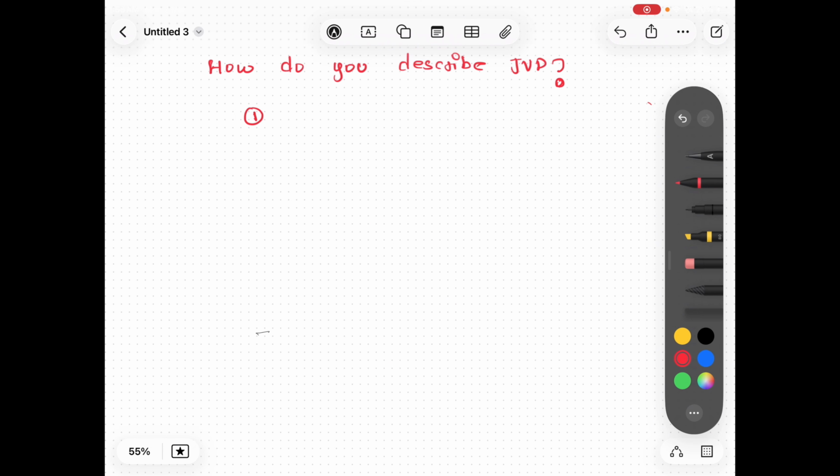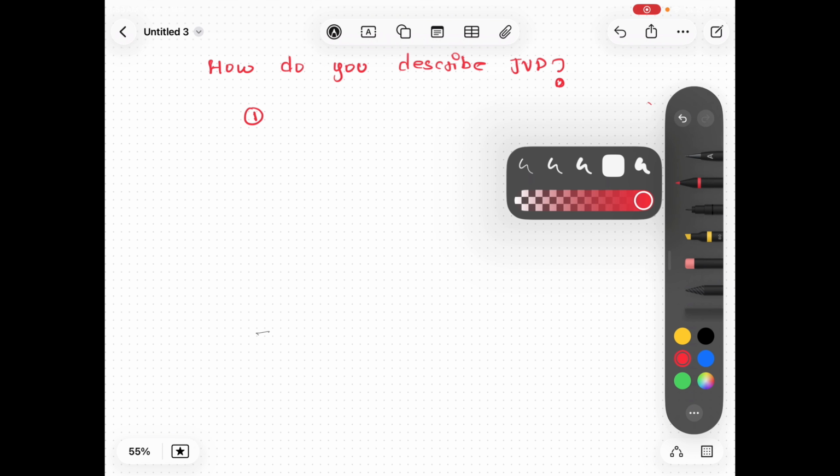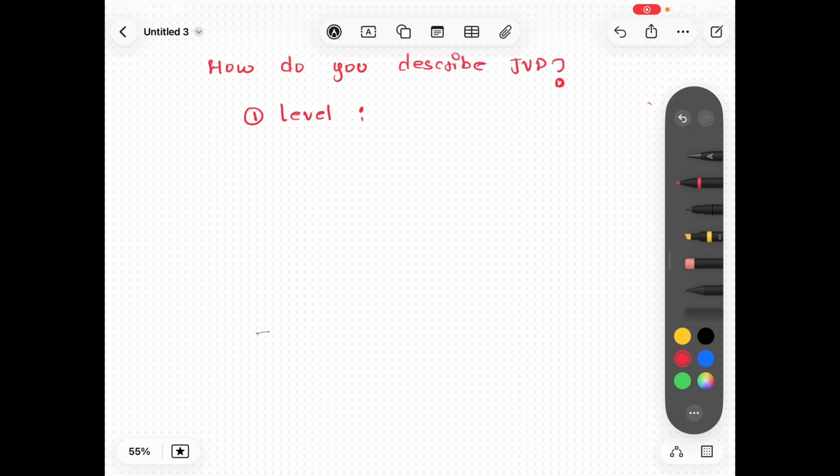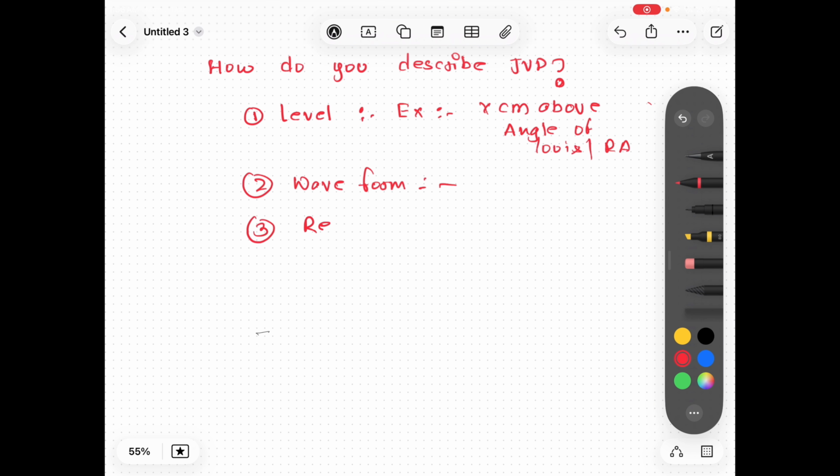The next question is, how do you describe JVP? First you tell the level of JVP, for example, x centimeter above the angle of Lewis or right atrium. Then you comment on the waveforms. We'll discuss it in detail in coming slides. Next you comment on the respiratory variation, and the fourth one is the hepatojugular reflex or abdominojugular reflex.